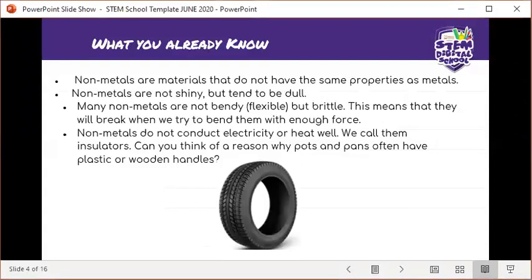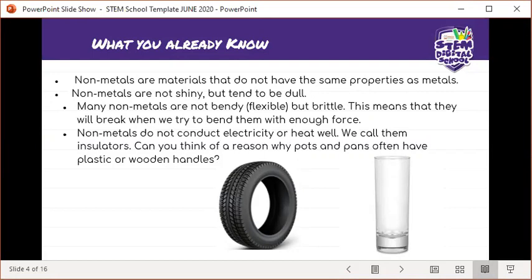Okay, so here is another example of a non-metal, and this is a car tire. The car tire is made up of rubber, and we know that non-metals also include rubber because they are dull. As you can see, this tire is also quite dull and does not conduct electricity.